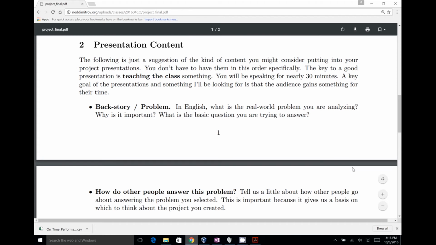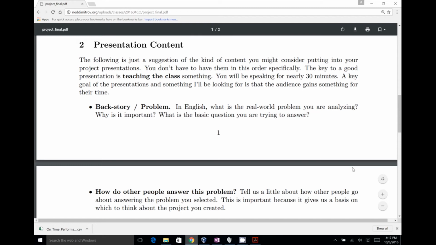And let's talk a little bit about the presentation content. So this is going to also help you think about what you should think about as you're doing your project. This is just a suggestion, of course, but the key to a good presentation is teaching the class something. So identify ahead of time what you want to teach people about so that you can focus your project's complexity on that particular thing. And 30 minutes is a long time, okay? So make sure that you have sufficient material to fit in those 30 minutes.